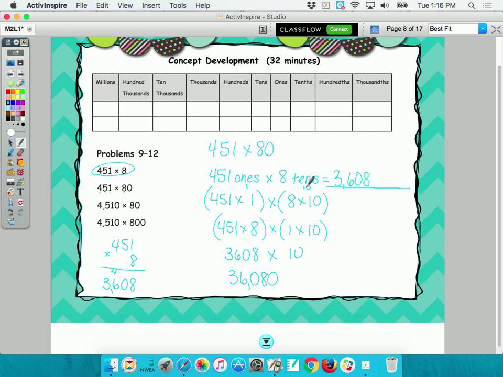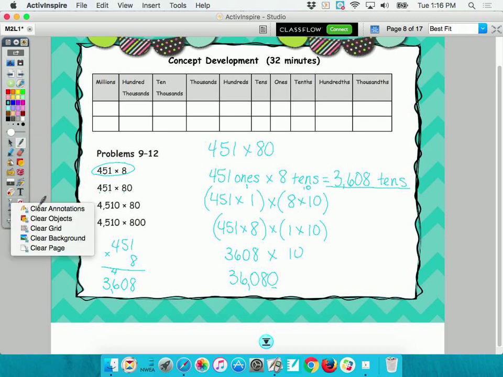What place value is 1 times 10? Tens. So 3,608 tens. Trust me on this. Okay? How do I know it's tens place? Because there's a 0 on the end of it, right here. Okay, let's do another one.